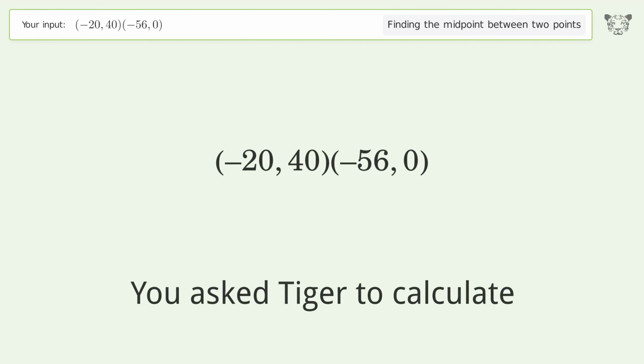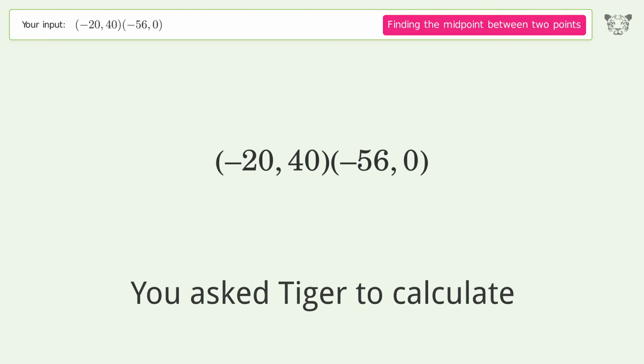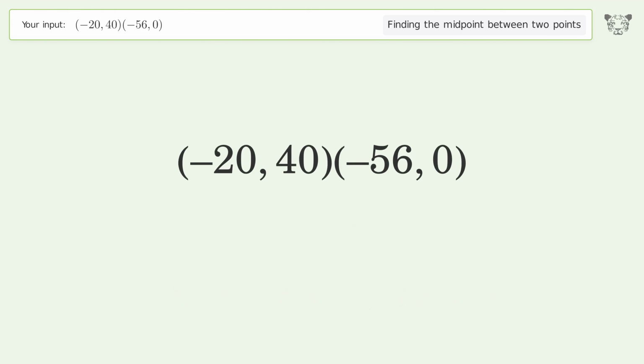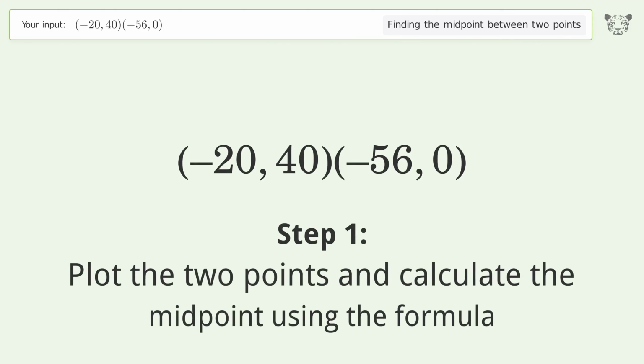You ask Tiger to calculate. This deals with finding the midpoint between 2 points. The midpoint between the 2 points is negative 38, 20. Let's solve it step by step. Plot the 2 points and calculate the midpoint using the formula.